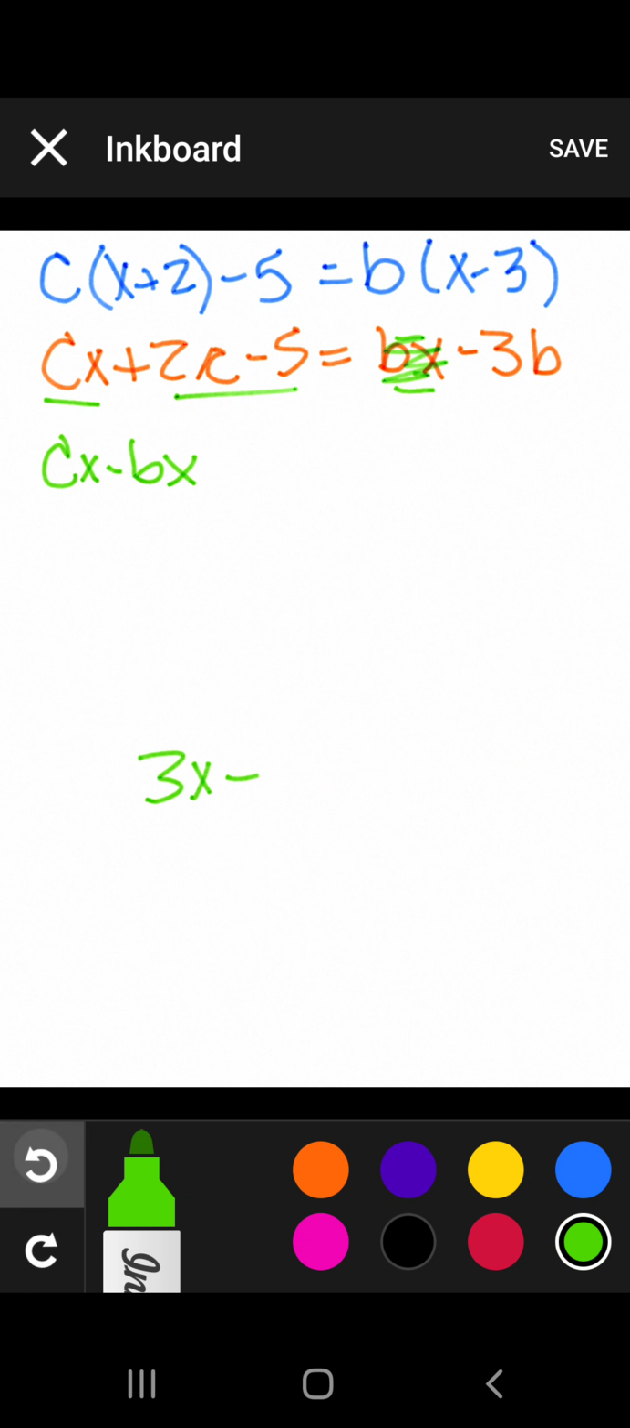So, I'm going to do the same thing here. It's just a lot uglier. I'm going to take that 5 and add it, so add 5 to the other side, subtract 2c, and subtract 3b.